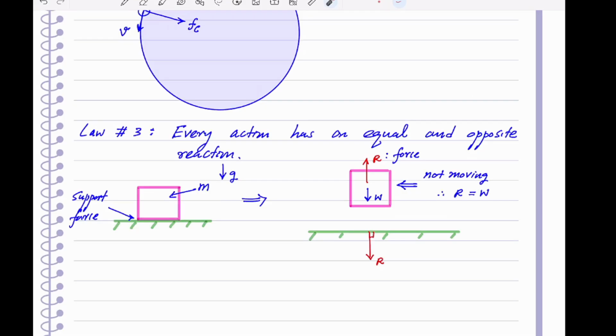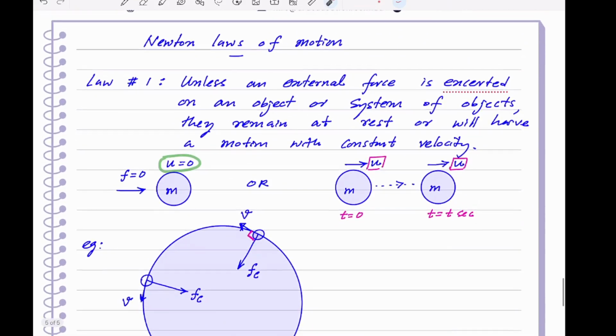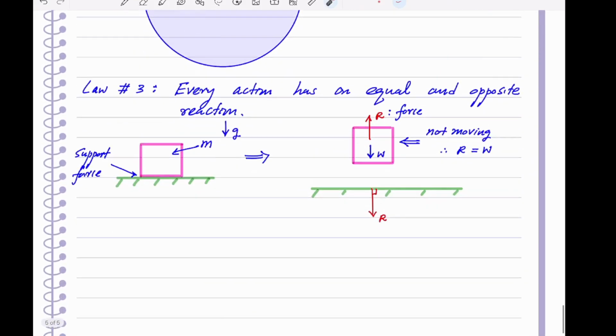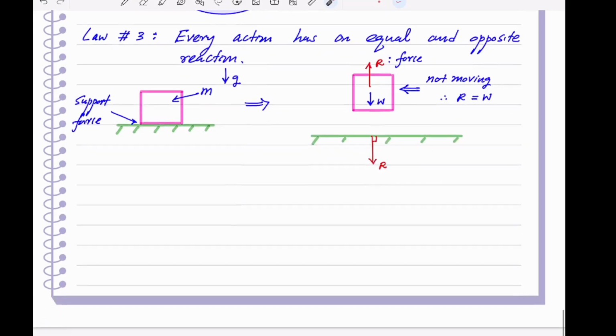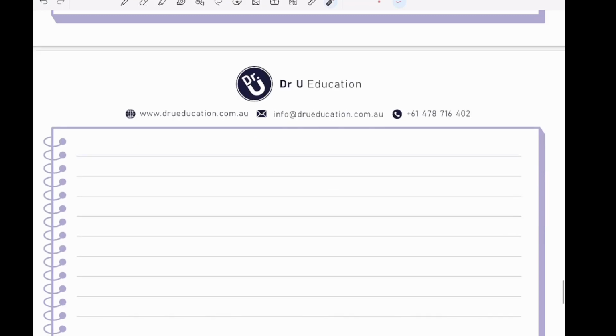Okay, so far we have discussed law number 1 and law number 3. Next one would be Newton's law number 2. Now before I explain law number 2, I will explain some physical quantities, some quantities defined in math and physics.